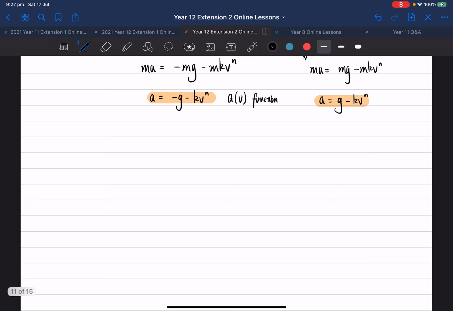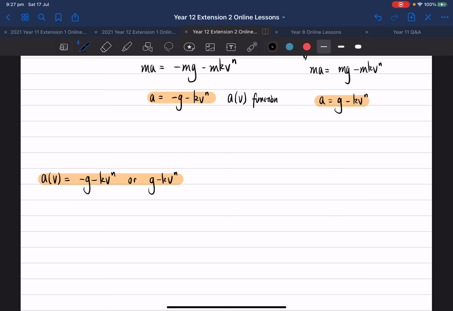Now, to give you more of an idea about how we change an equation of motion from acceleration and velocity to other equations of motion, I will make another summary so you understand what's going on here. We've got an equation of motion with acceleration and velocity, in terms of negative g minus k v to the power of n, or g minus k v to the power of n. It doesn't matter which one you are using.